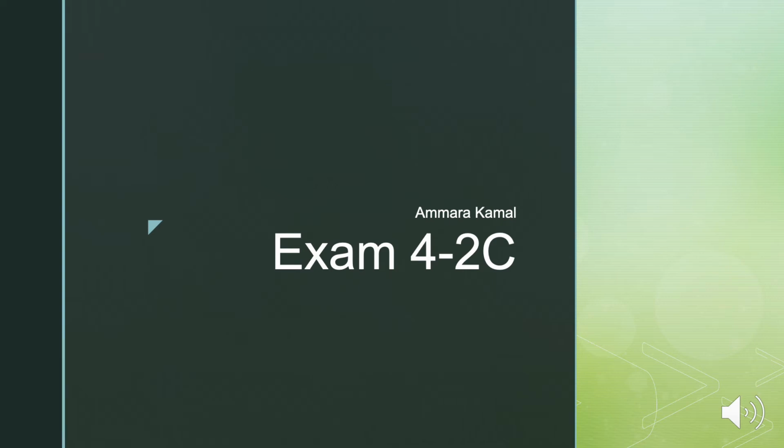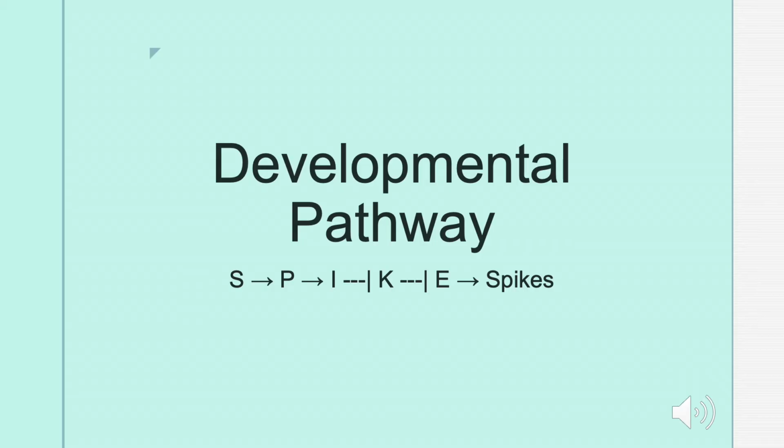Today we'll be talking about the developmental pathway that leads to the formation of spikes in the cells of the ectoderm of the spiny beetle. The pathway that we were given shows that S activates P and P activates I. I inhibits K so that K will not inhibit E, and E will activate spikes.